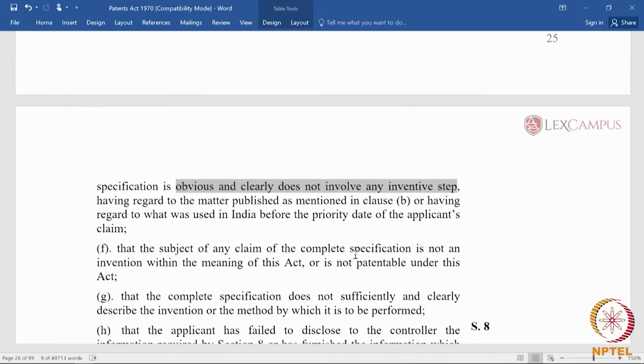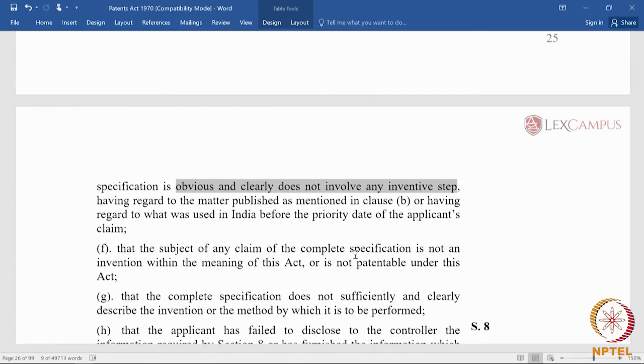Now, if you look at the definition of inventive step in section 2(1)(ja), you will find that the definition of inventive step again refers to obviousness. The last part of 2(1)(ja) says not obvious to a person skilled in the art. So, you find that obviousness, or the fact that an invention is obvious, is repeated twice, is obvious and clearly does not involve an inventive step, and the definition of inventive step again says obvious to a person skilled in the art. So, there is a double emphasis here.